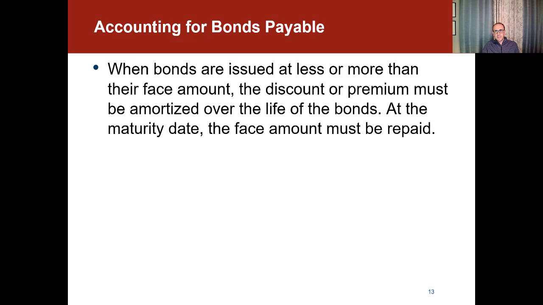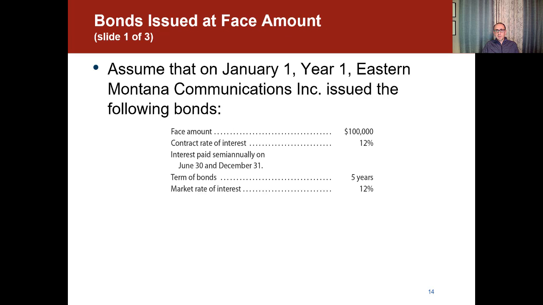Now let's cover the accounting side of bonds payable and see how it's going to be recorded in all the related transactions for bonds payable. So when bonds are issued at less or more than their face amount, the discount or premium must be amortized over the life of the bond. At the maturity date, the face amount must be repaid. So let's see this example.